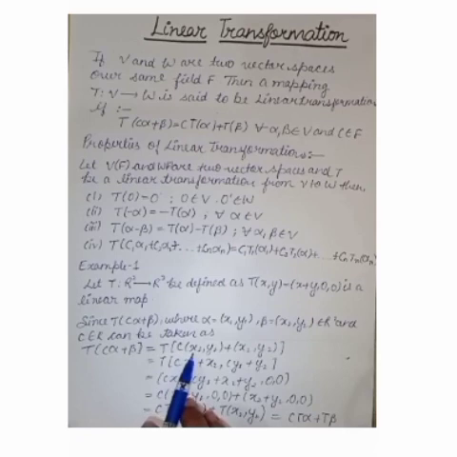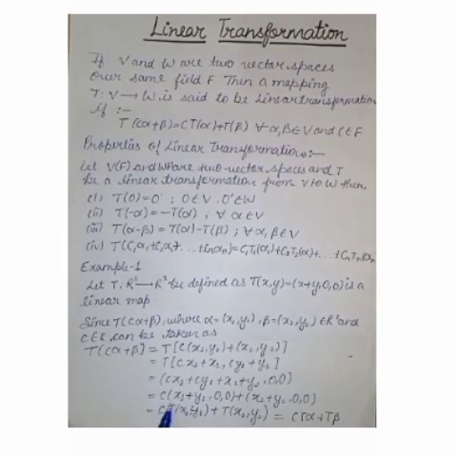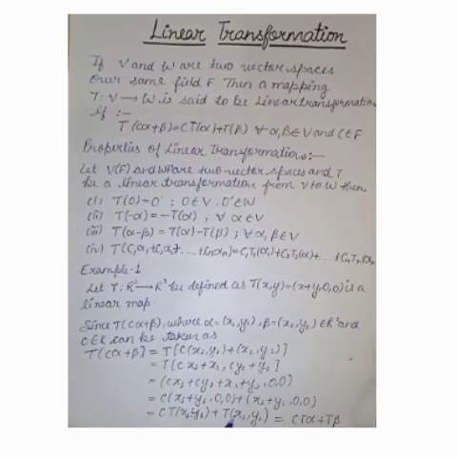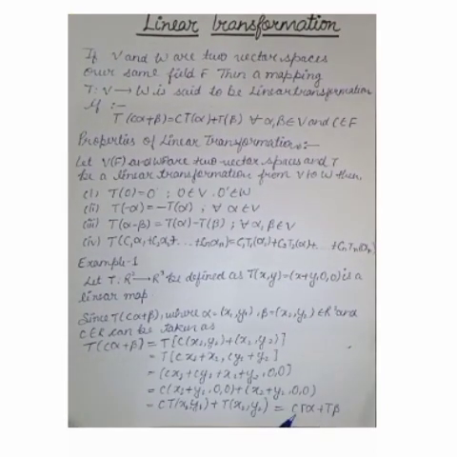Now we will multiply the C in this bracket with this bracket. It becomes (Cx1 plus x2, Cy1 plus y2). Now T gives (Cx1 plus Cy1 plus x2 plus y2, 0, 0), which is C(x1 plus y1, 0, 0) plus the second bracket (x2 plus y2, 0, 0). Now C T(x1, y1) plus T(x2, y2) equals C T(alpha) plus T(beta). This is our linear transformation property, and it is satisfied. So this is a linear transformation.